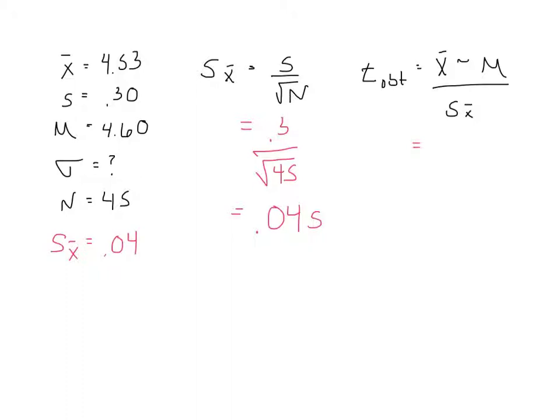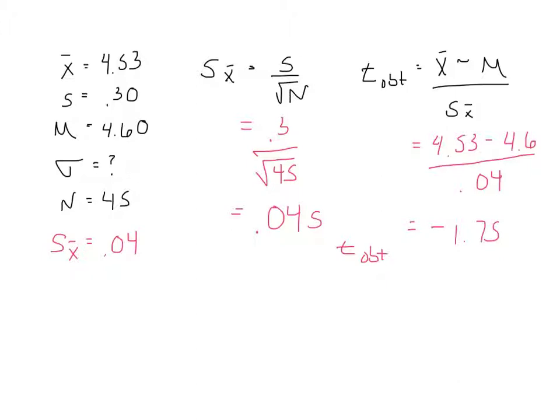So we come over here and we're going to calculate T obtained. We have a mean of 4.53. We're going to compare that to a national mean of 4.6 and divide that by our newly estimated standard error of the estimate, or S sub x bar, of 0.04. We run that through the calculator and we get a T obtained of 1.75. So we're going to hold on to that information.